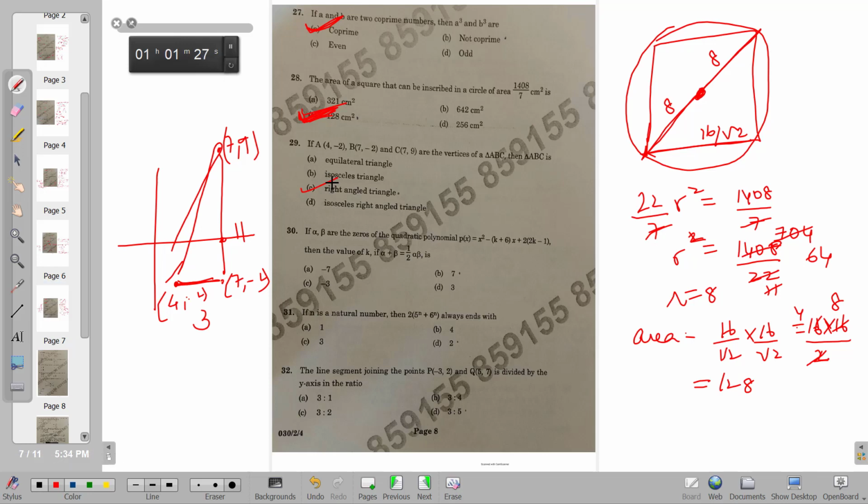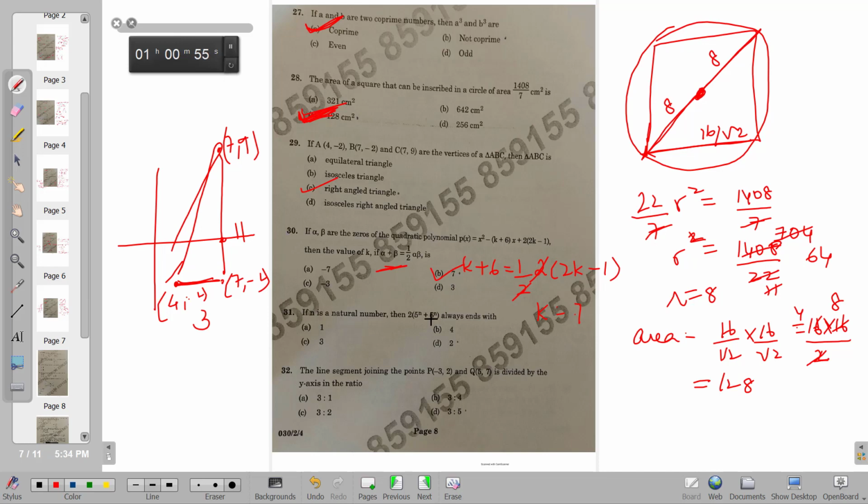30th one. If alpha and beta are zeros of the quadratic polynomial, then find the value of k if alpha plus beta is equal to half alpha beta. Directly relation is given, no? What is alpha plus beta? Minus of b by a, which means k plus 6. That is given as equal to half of alpha beta, which is half of 2 into 2k minus 1. So you're having k is equal to 7 will be the answer when you're solving this.